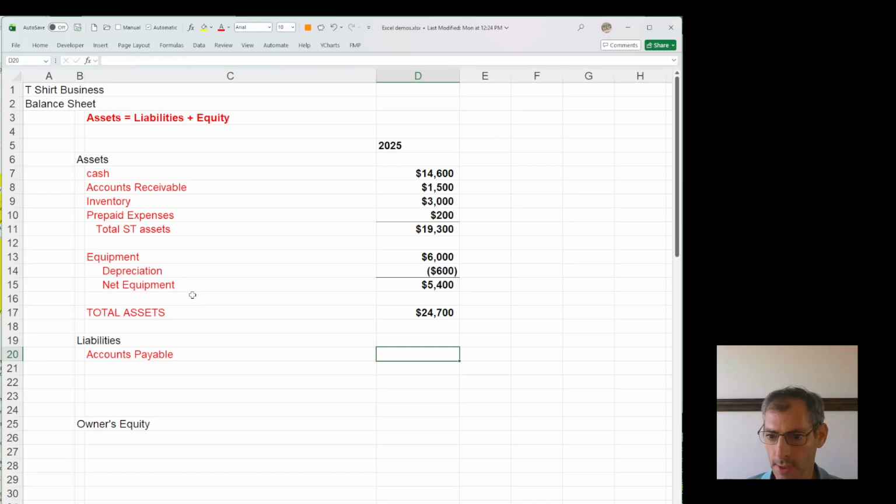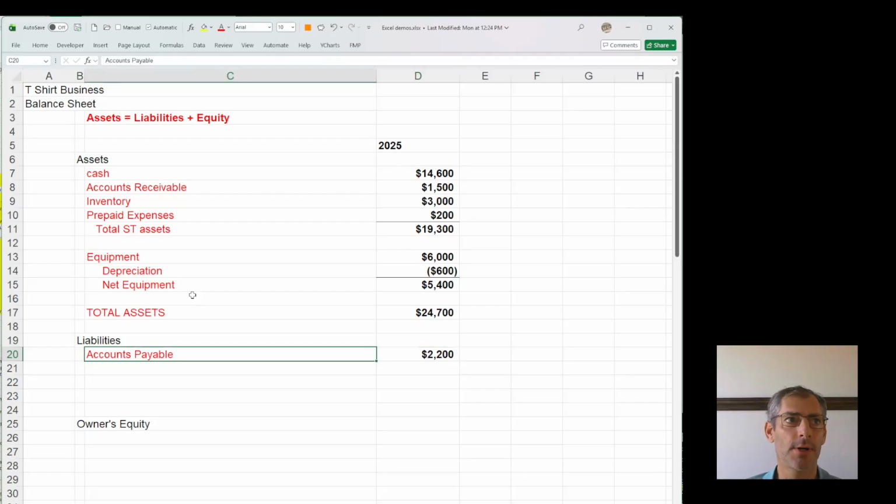So let's just put, and it could be an aggregate of a bunch of these different things, let's just assume we have $2,200 here. So again, we ordered blank t-shirts, we got the blank t-shirts, we have the invoice that we owe them $2,200, we haven't actually paid them yet, right? So this business has a liability of $2,200.